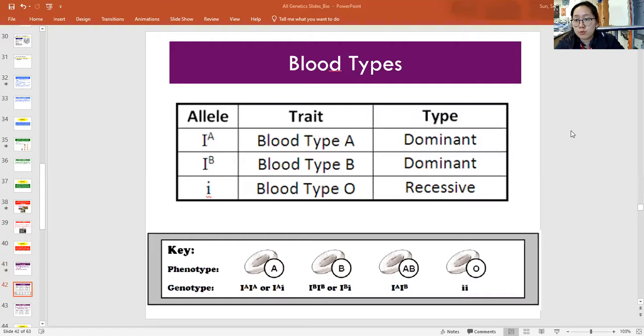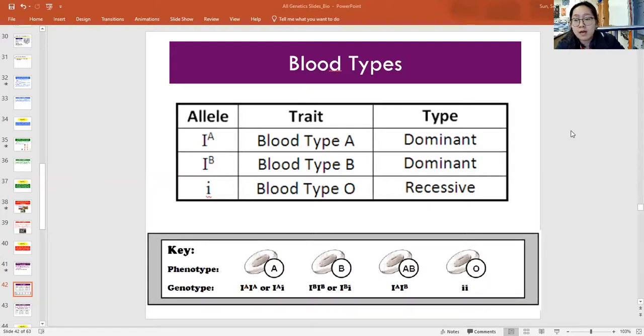So I need you to kind of go through and figure out what blood typing actually means. So we know there's blood type A, B, AB, and blood type O. But there's only three kinds of alleles. Now, the way this works is that capital I with a superscript of A is going to end up giving you a dominant A. Okay, the capital I shows you that it's a dominant allele, and the superscript tells you which type of allele it is.